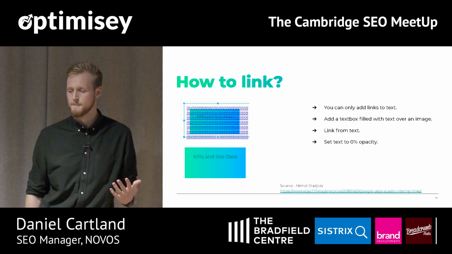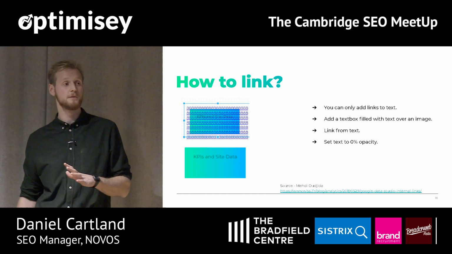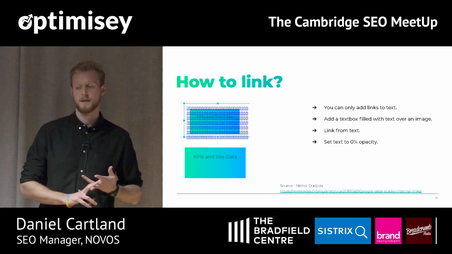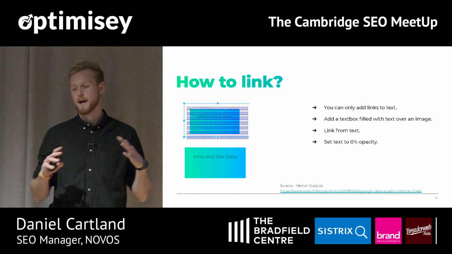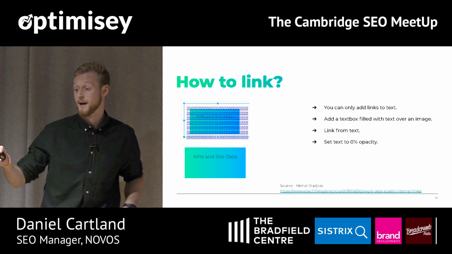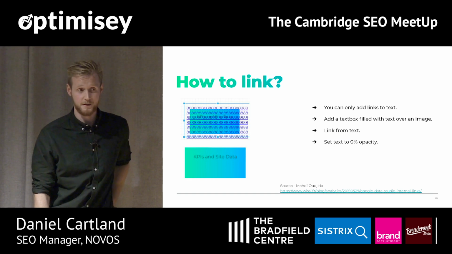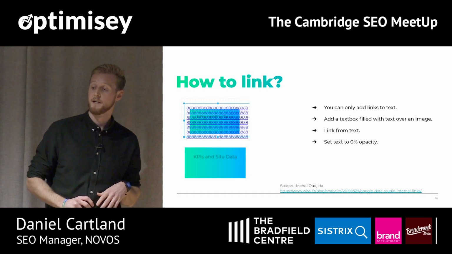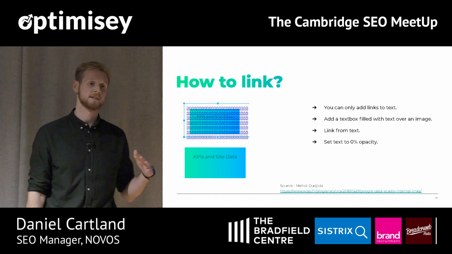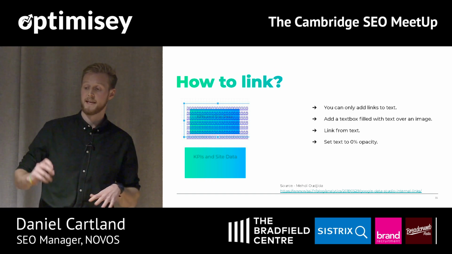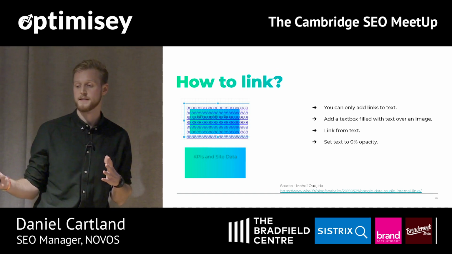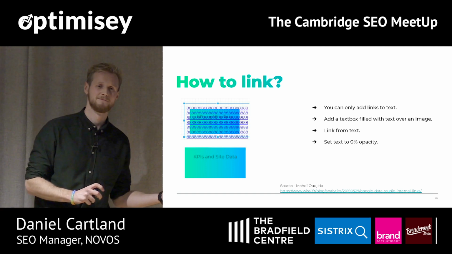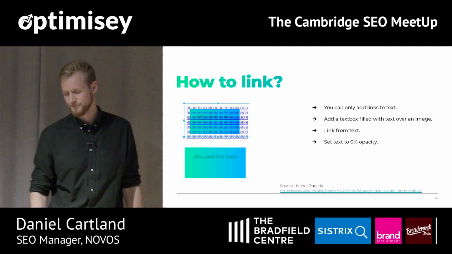How do you link? Well, unfortunately, Data Studio doesn't yet allow you to link from images or shapes. So you can have a little bit of a hacky way around this. Learned this from Mehdi. Never actually met him, but he's a Data Studio wizard. So definitely check out that link if you've got time. But you can basically create a text box, fill that with text, link from it, and then set the opacity of the text to 0%. Essentially what that means is it looks exactly like you're clicking on the button, but you're not. A little bit of a hack, but it works really, really well.